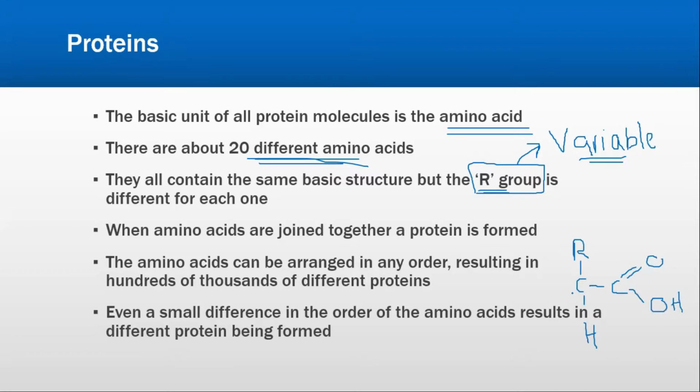This is an amino acid. ये मैं एक amino acid draw कर रहा हूँ. On one side we have an NH2 group. On one side we have a carboxylic group. लेकिन जो ये R group है, this R group is different in all amino acids.